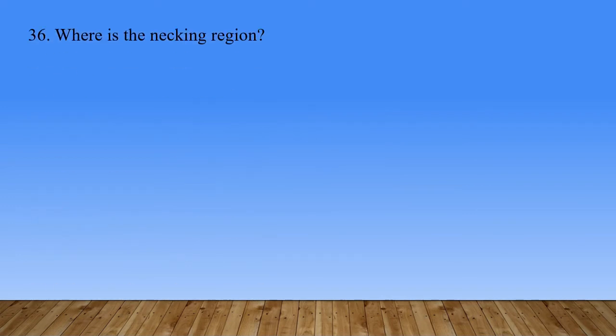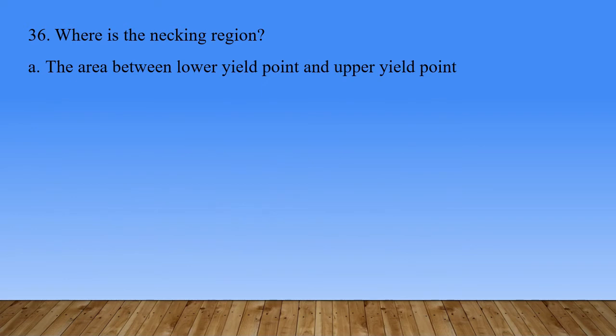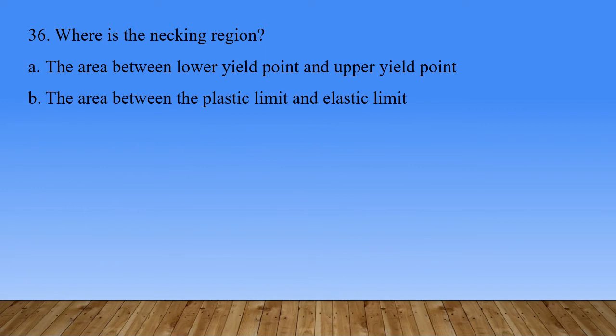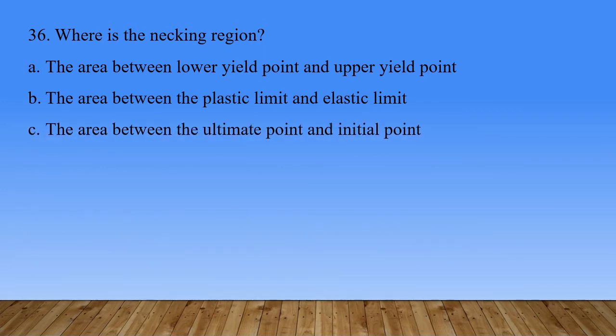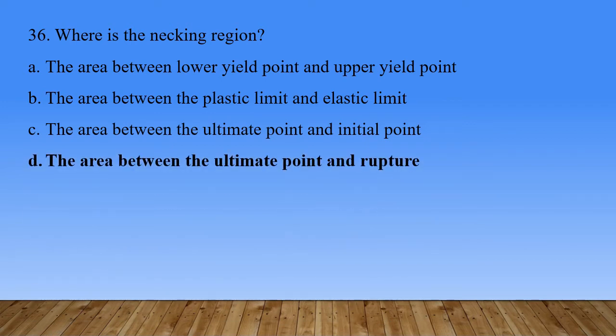Question number 36. Where is the necking region? Option A, the area between lower yield point and upper yield point. Option B, the area between plastic limit and elastic limit. Option C, the area between ultimate point and initial point. Option D, the area between ultimate point and rupture. The correct answer is option D, that is the area between ultimate point and rupture.